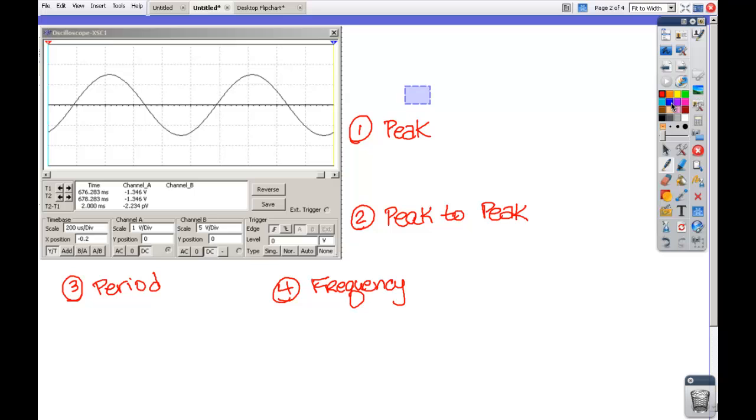Alright, so first task is to locate, right? So here is the highest peak. So this is the max. And this is a min. That helps us with our amplitudes. We also need to locate a complete cycle. So I'm just going to trace that as best I can.